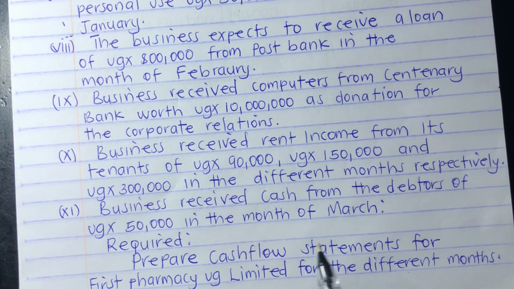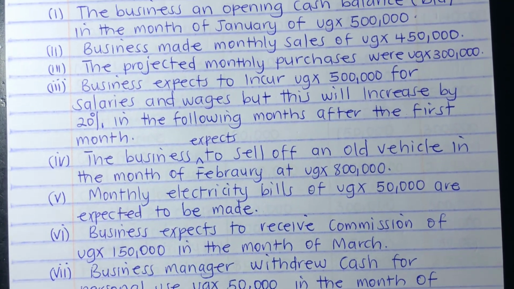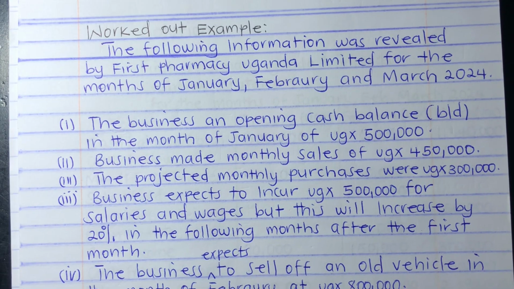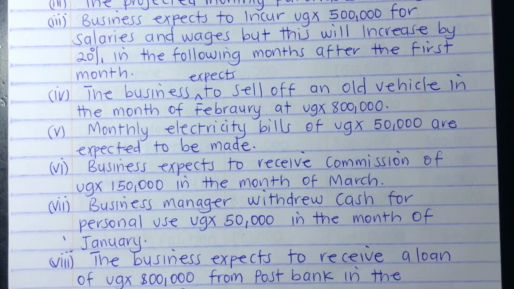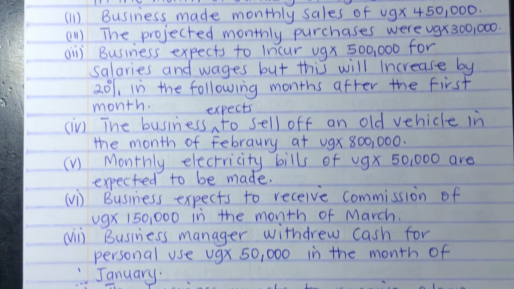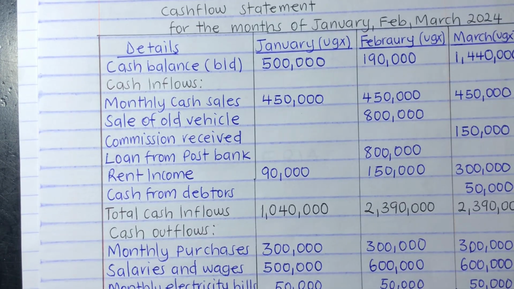Now our question is: required is to prepare cash flow statements or cash budgets for First Pharmacy Uganda Limited for the different months. That is our worked out example, the example we are going to be working out. I'm going to be showing you how we have worked out the example. So this is our worked out example of the cash flow statement.